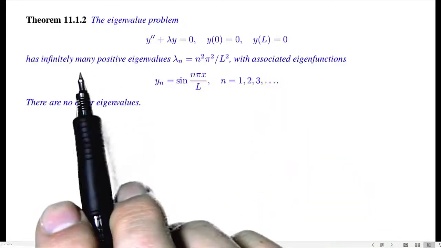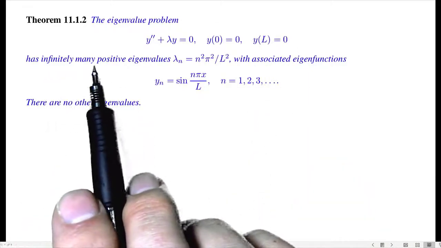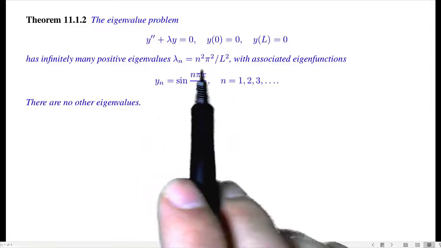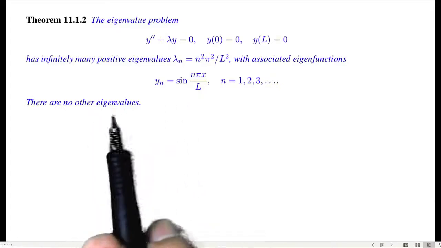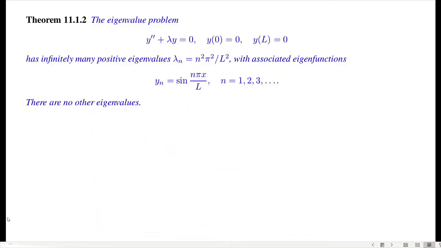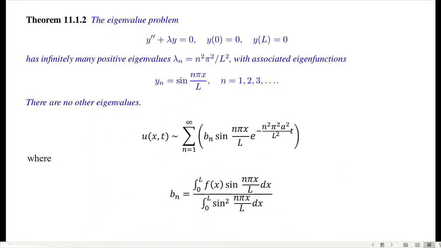Okay, and we know that it has infinitely many positive eigenvalues given by this, with these associated eigenfunctions. These are all sine functions. And these are all of the eigenvalues. So that'll give us the solution. When we write down our final solution, it will look like this.